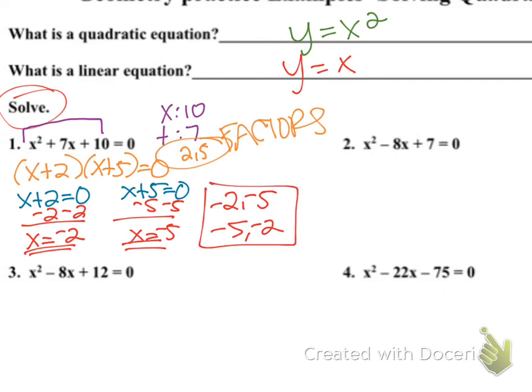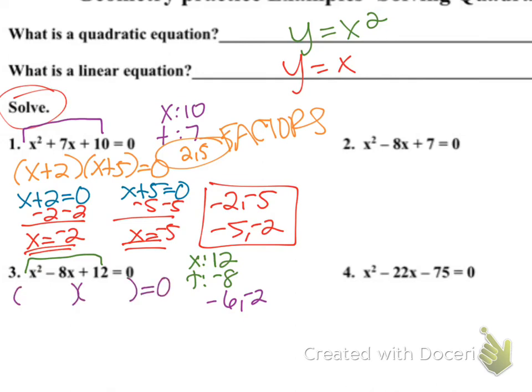So when we go down to the next one, I'm going to multiply a times c. So that multiplies to be 12, adds to be my b, which is negative 8. This tells me that this is going to be 2 negative numbers. So that would be negative 6 and negative 2. Okay, so I'm going to come over here, write my factors.